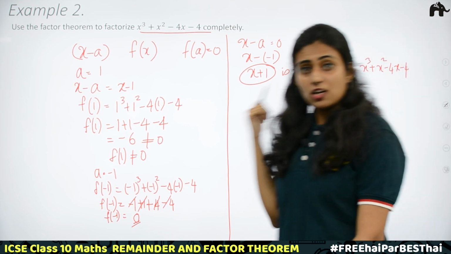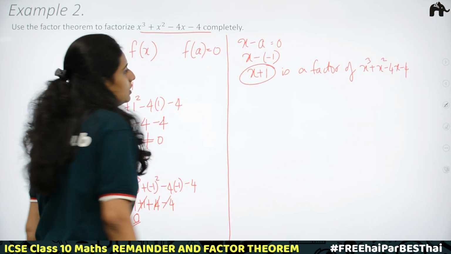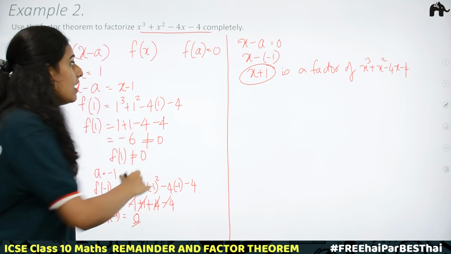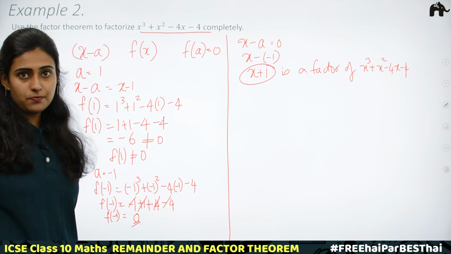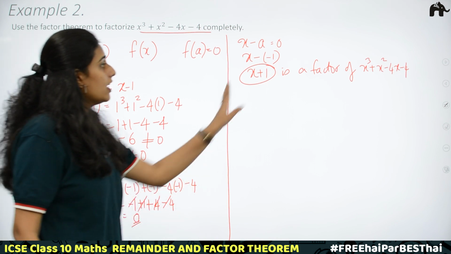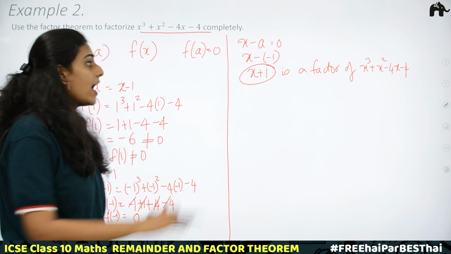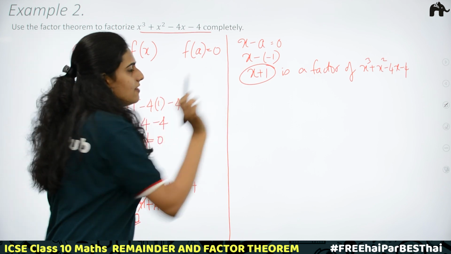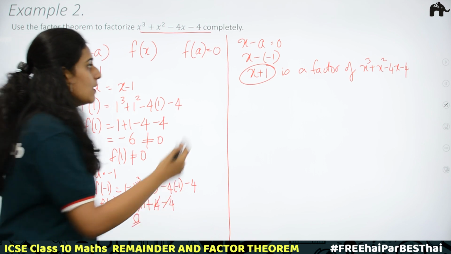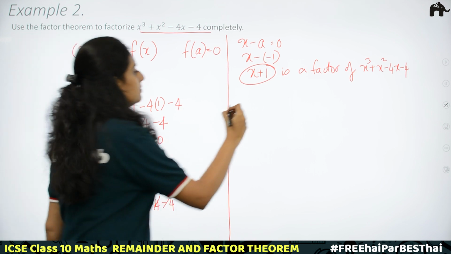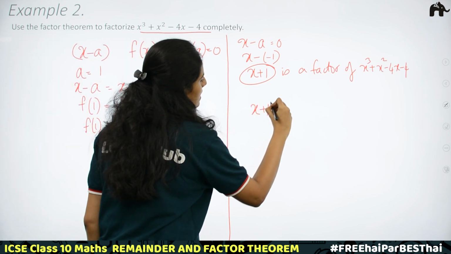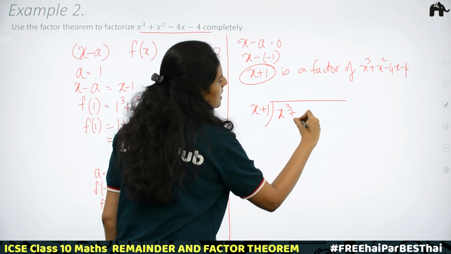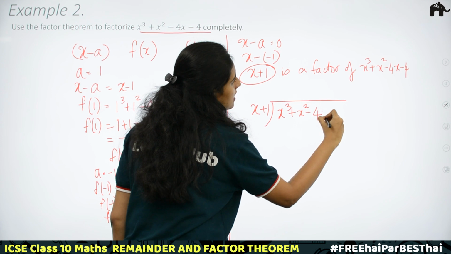If factors are not given, we have to do these steps. Try with 0, 1, minus 1, 2, minus 2. Here, when I put minus 1 as a, I got x plus 1 is a factor of x cube plus x square minus 4x minus 4. Now, when you get one factor, we can easily factorize by using the long division method. So, x plus 1 is the divisor here and the dividend is x cube plus x square minus 4x minus 4.